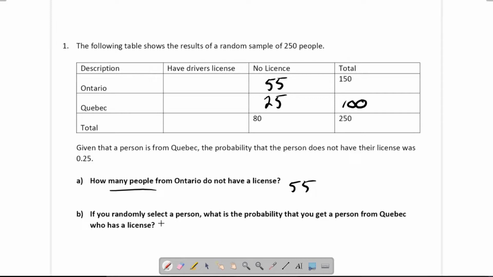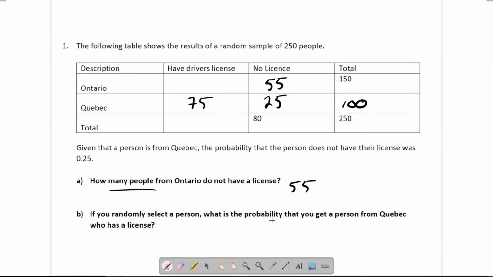Then it says, if you randomly select a person, what is the probability that you get a person from Quebec who has a license? So we want to know the probability that they're from Quebec and have a license, and we're dealing with just randomly selected from the whole population. So we need to calculate that. So we've got 100 minus the 25 leaves us with 75 in Quebec who have driver's licenses.